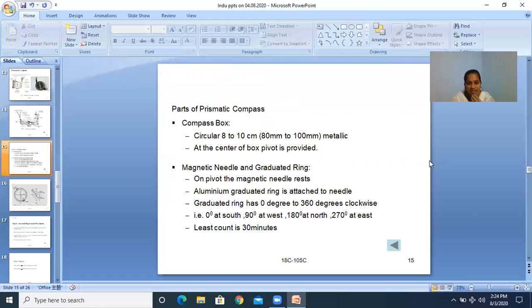Aluminum graduated ring is attached to the needle. The graduated ring has 0 degrees to 360 degrees clockwise. That is 0 at south, 90 at west, 180 at north, 270 at east. So that is the graduated ring.